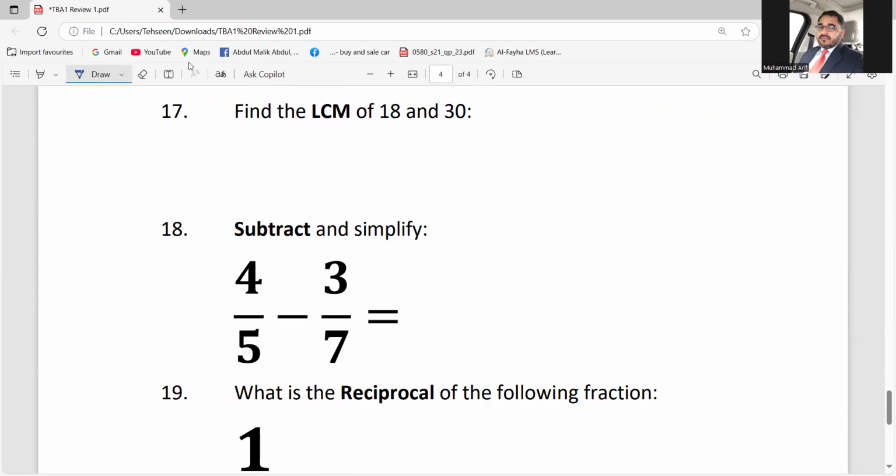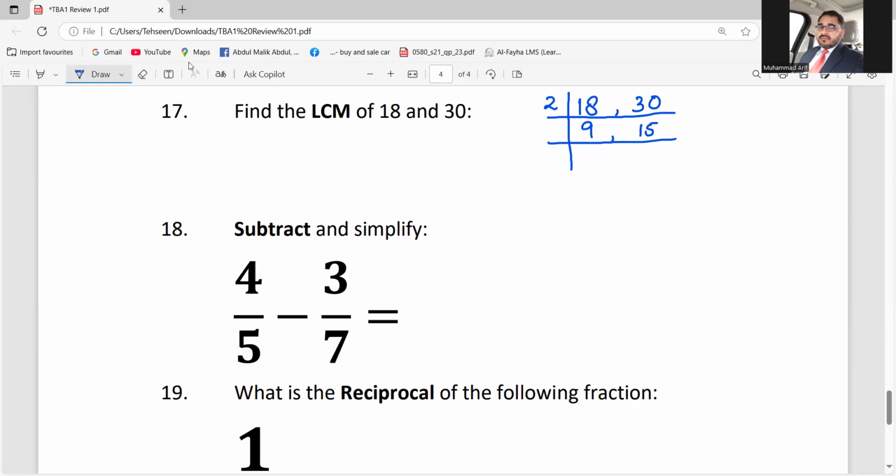Find the LCM, least common multiple, of 18 and 30. We will choose the prime divisors for 18 and 30. The first, the lowest prime divisor, is 2. 18 divided by 2 is 9. 30 divided by 2 is 15. Now we can't divide by 2 here.